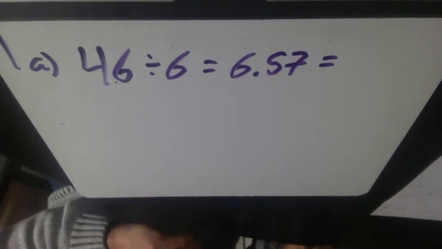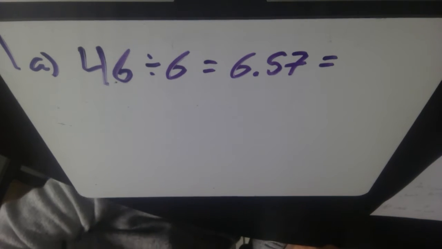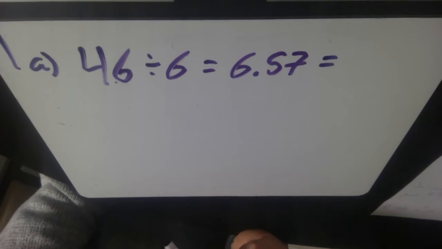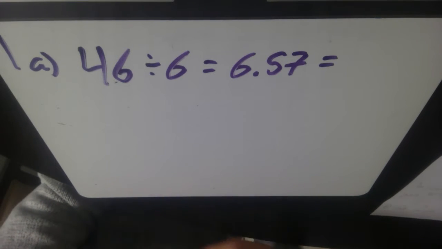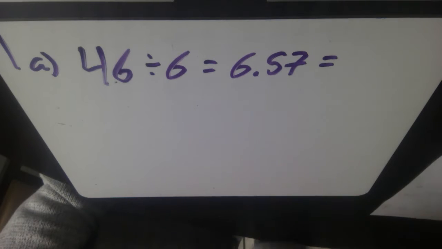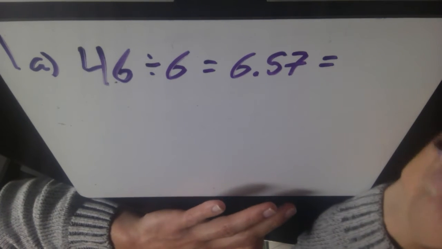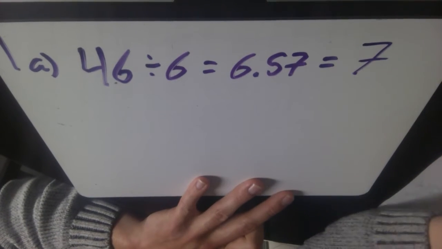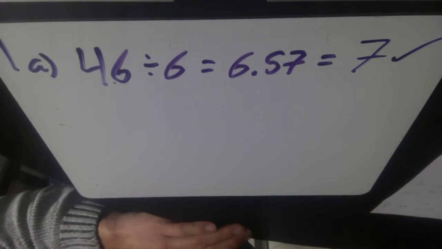Not quite done yet because it does ask us to round to the nearest whole number. And what is 6.57 closer to? Is it closer to a 6 or is it closer to a 7? Well, it's closer to a 6 because this number here is above 5. Or sorry, closer to a 7 because this number here is above 5. So we round up to 7. That is our nearest whole number.